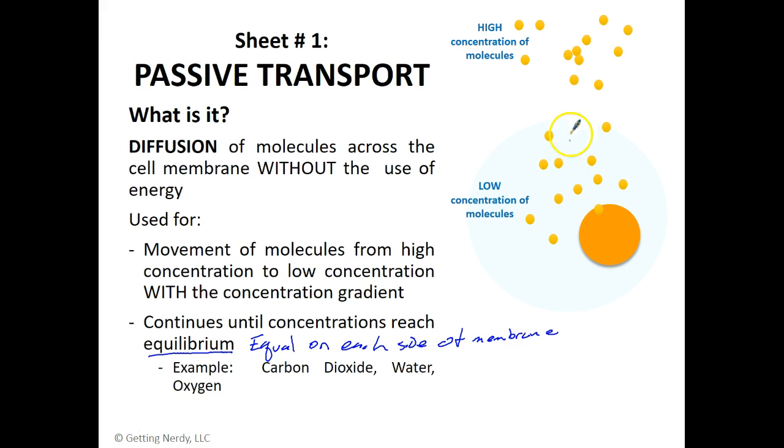But what will happen is, even though I have 10 on each side, I still will have some coming in and some going out. But for right now, we're just looking at how they're going in, since they're just running across the membrane, going from a high concentration to a low concentration. Some examples of some molecules that might do this are carbon dioxide, water, and oxygen, things that we either need to get into or out of our cells, one of the two.